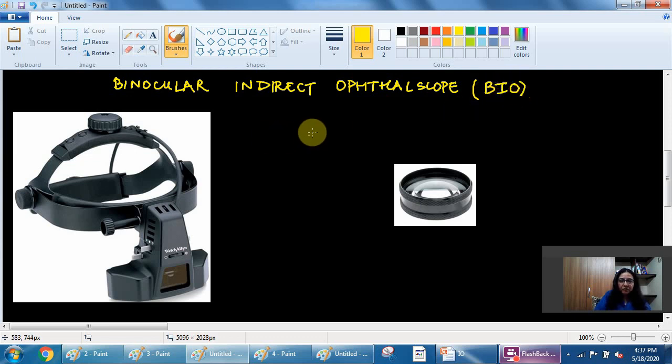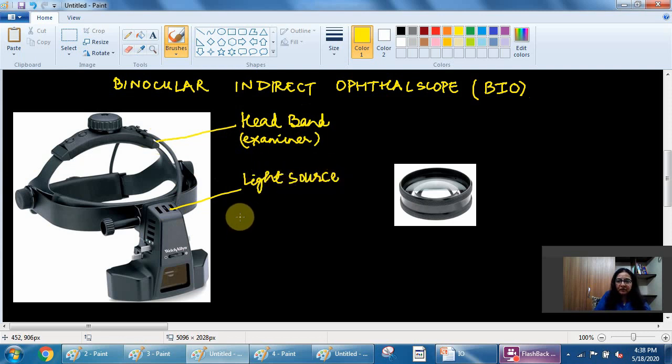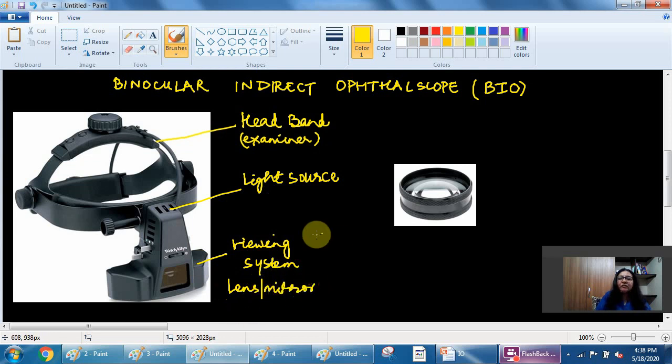The main parts of this instrument include a headband. This headband is required to fix it over the head of the examiner, so the examiner wears it around his head. Then it has a light source, which is used to illuminate the interior part of the eye through the dilated pupil of the patient. Then it has a viewing system, which consists of a binocular lens mirror system, which helps to look at the image in binocular stereoscopic view.